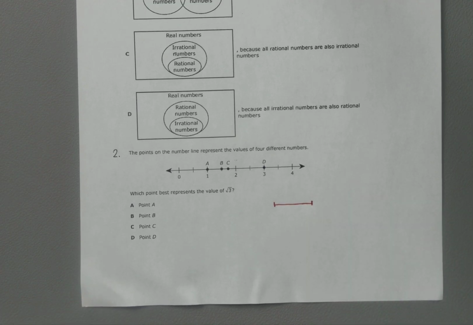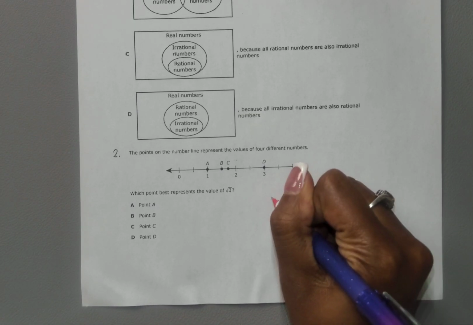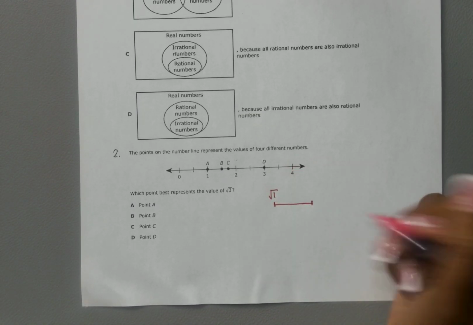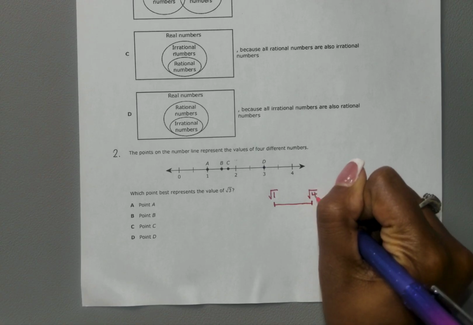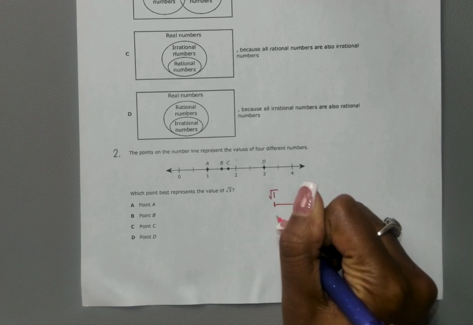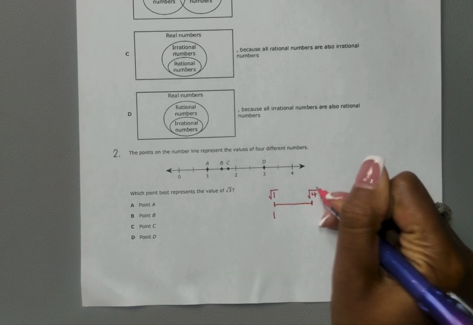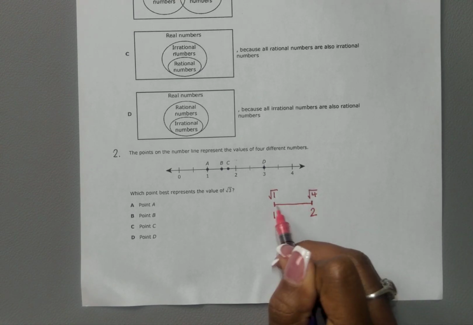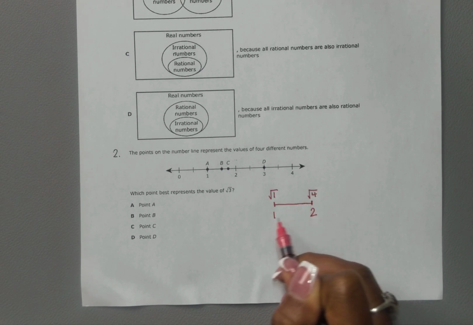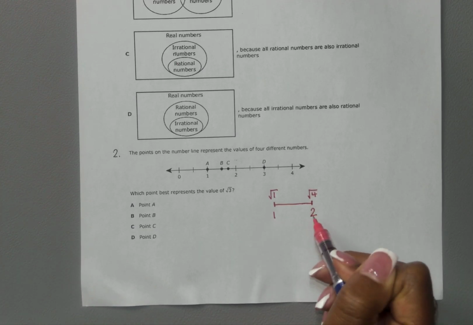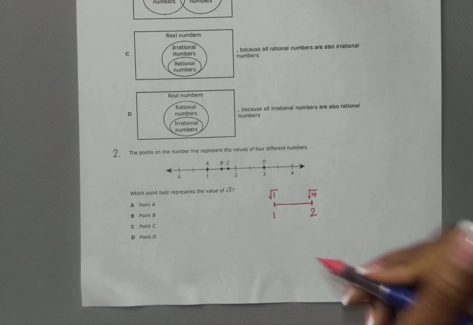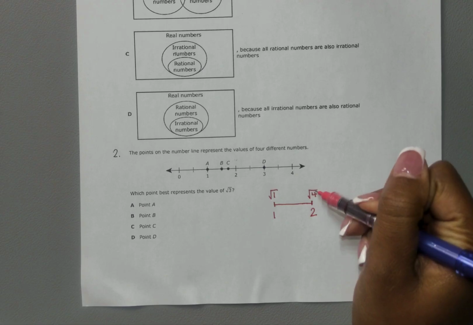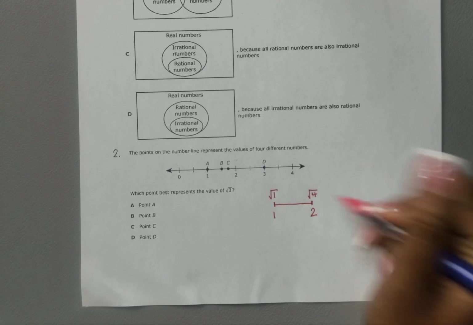And I'm going to think about the 2 perfect squares that the square root of 3 would fall between. And again, that would be the square root of 1 and the square root of 4. And the square root of 1 is 1, and the square root of 4 is 2. Meaning that the square root of 3 is going to be somewhere between 1 and 2. Well, between 1 and 2, but not more than 2, because 2 is the square root of 4.